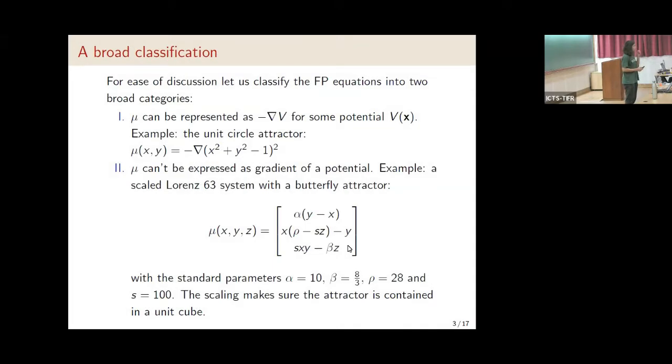Is it better? Oh, okay. So for ease of discussion, am I echoing? Okay.